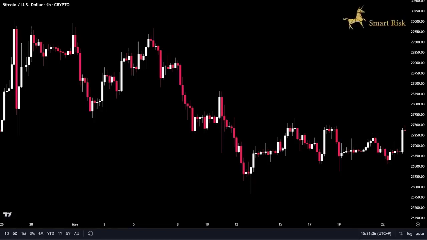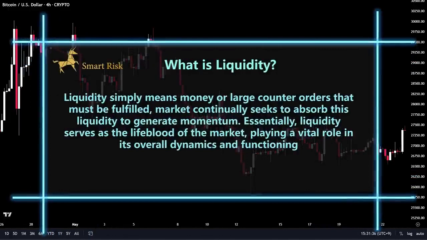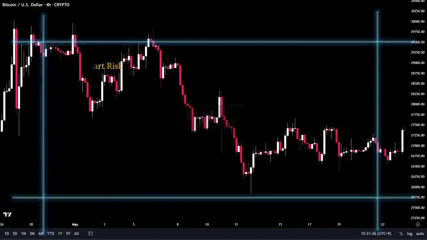Welcome back, traders. So let's get started. So what is the definition of liquidity? Liquidity simply means money or large counter orders that must be fulfilled. The market continually seeks to absorb this liquidity to generate momentum. Essentially, liquidity serves as the lifeblood of the market, playing a vital role in its overall dynamics and functioning.